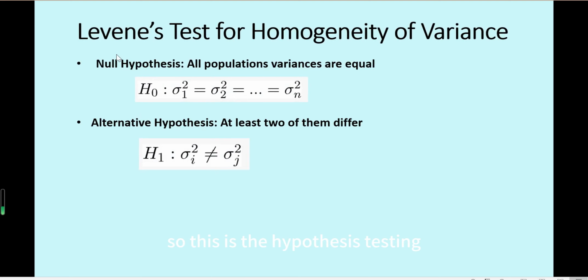So this is the hypothesis testing. H0, the null hypothesis, assumes that the variance of the y value in terms of the different categorical x variables is the same. And if the test is significant, we will reject H0 in favor of H1, the alternative hypothesis, that at least two of the categories have different variance of this y variable.